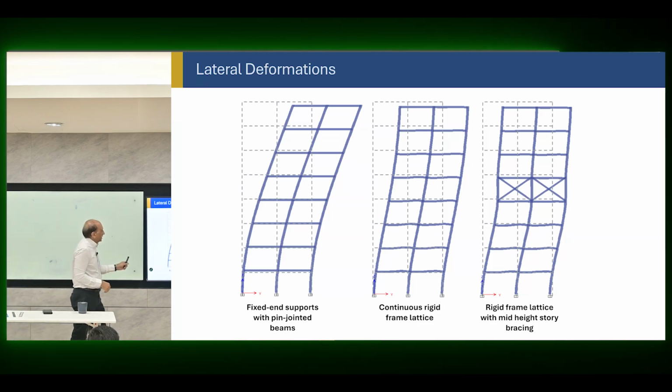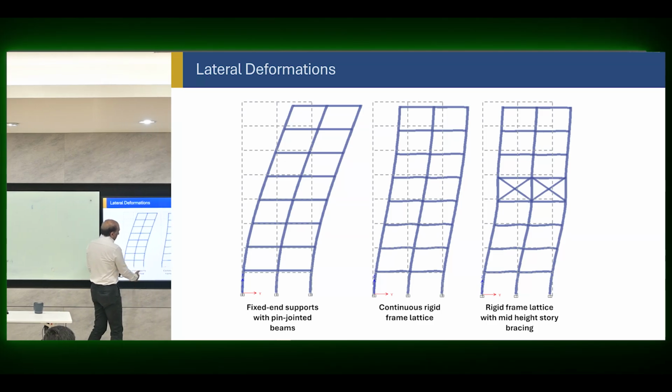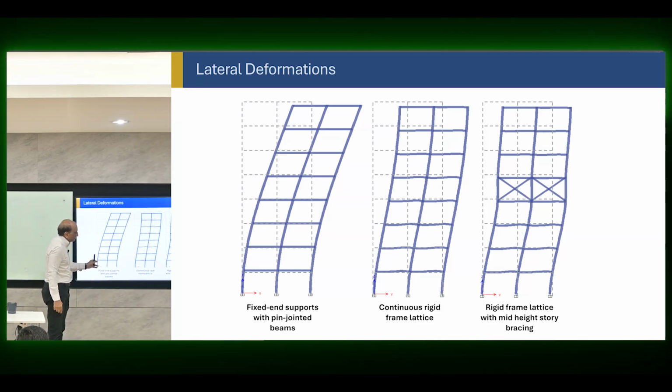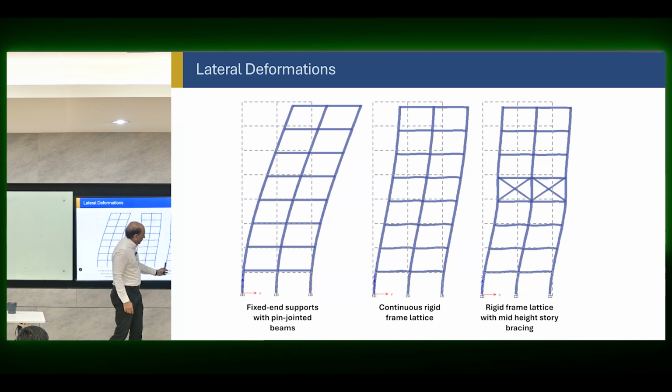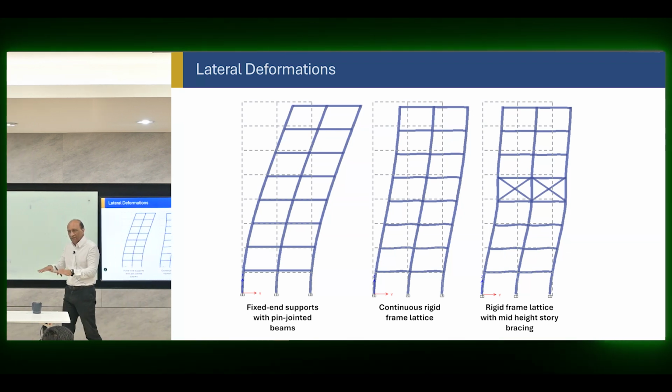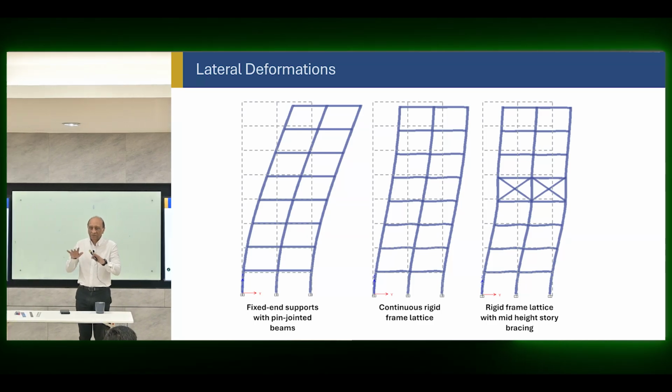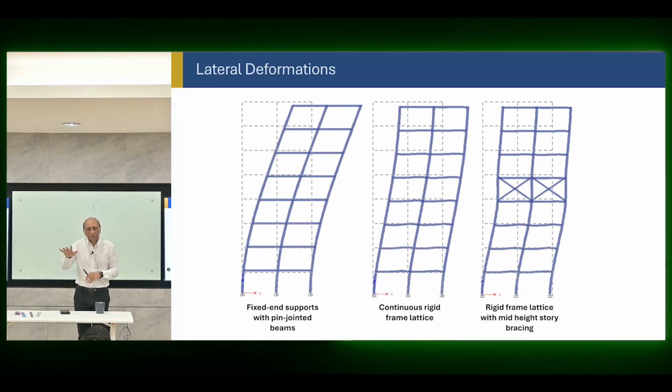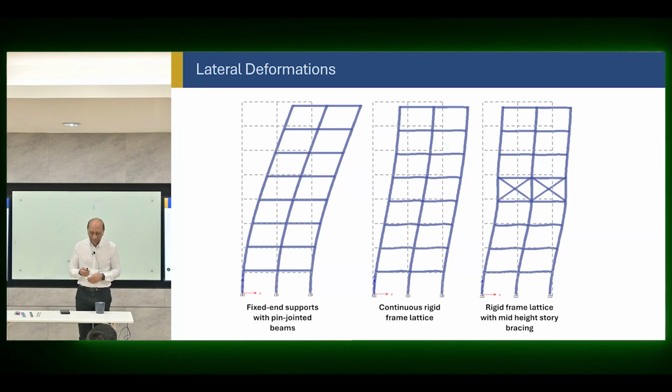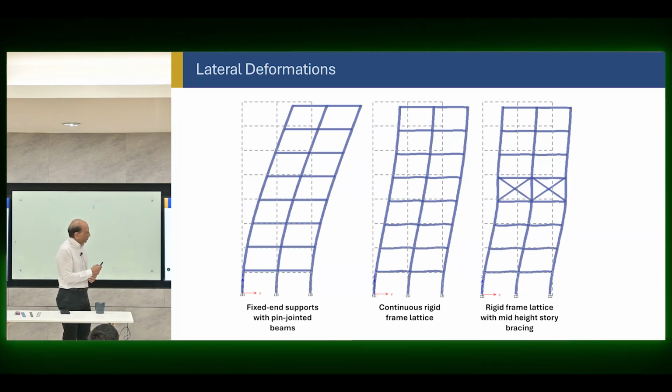So now we see that extreme case, only columns with pin-ended beams, to a continuously rigid frame, to a rigid frame with bracing in some places. How much bracing do we need? That's what I've mentioned, it is the optimization. How much bracing should you put to get what you need? Where should we put it? What exactly do you need? So that will be system development. So this is the second important basic concept that we want to talk about.